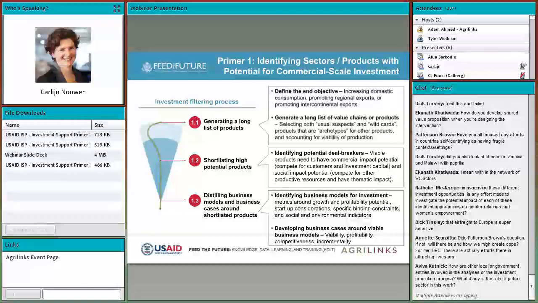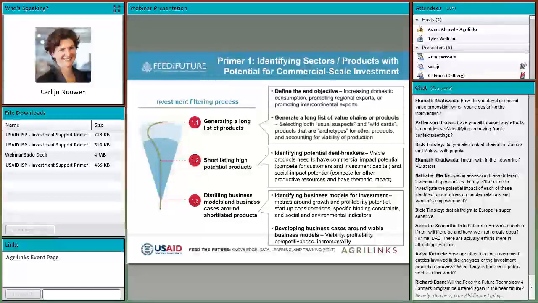Then you generate a long list of value chains of products. And as CJ mentioned, when we did this in Rwanda, that is not a super scientific process. It should not take a lot of the resources, because remember, what we're trying to do here is find viable opportunities, not necessarily the best possible opportunity. It's very important at this stage to not make perfect the enemy of good.